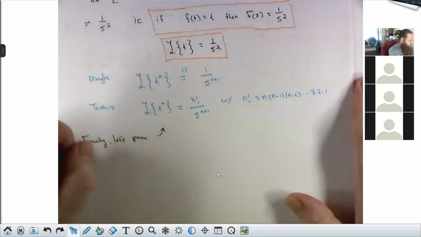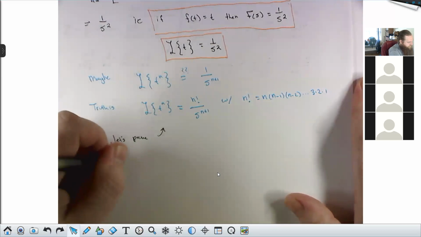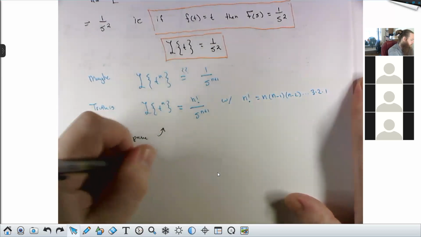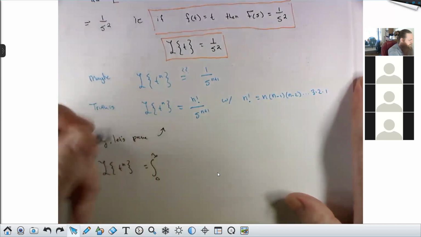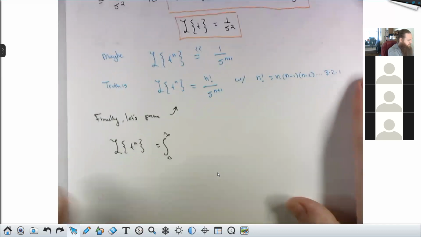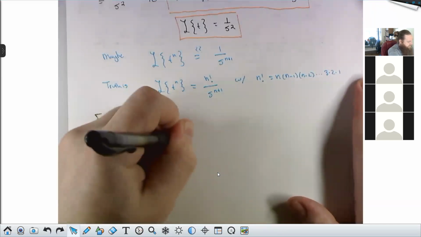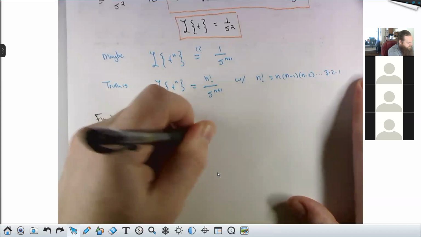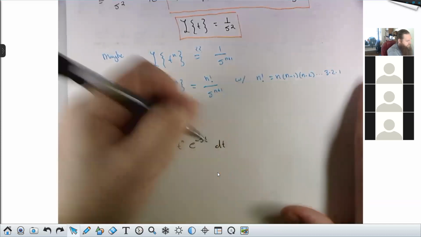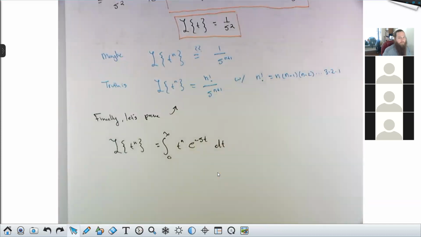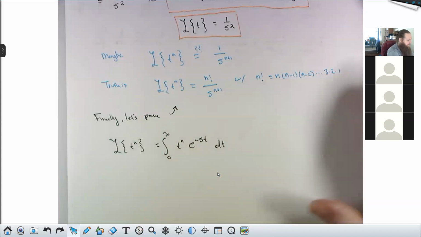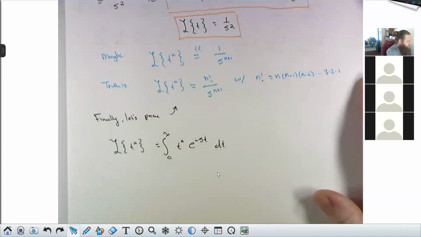Let's prove this. L of t to the n would be the integral from 0 to infinity. I might be a little bit sloppy on this one, a little less careful. t to the n, e to the negative st dt. No, maybe not. We should model good behavior for you, right?